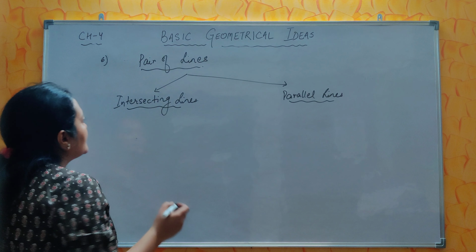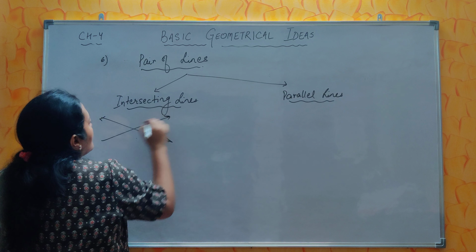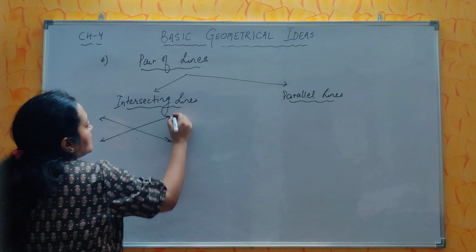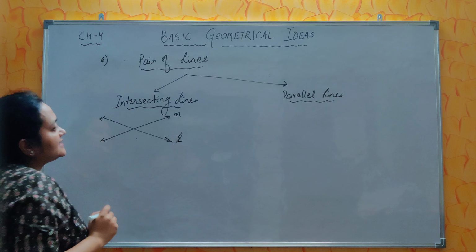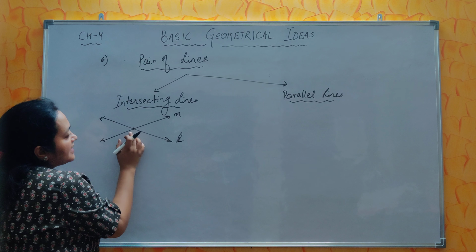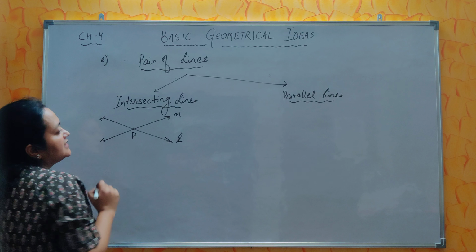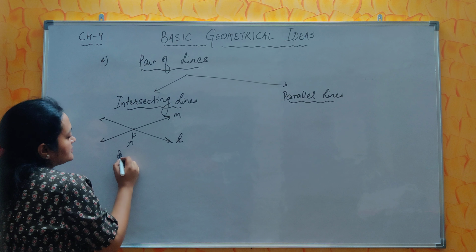What are intersecting lines? Any two lines which have a point in common are called intersecting lines. Suppose L and M are the two intersecting lines. If they are meeting at a particular point P, in this case P will be called the point of intersection.